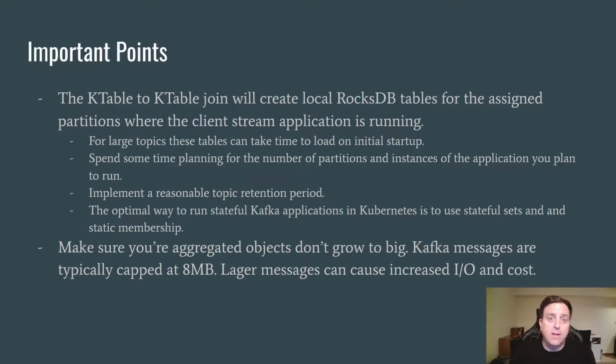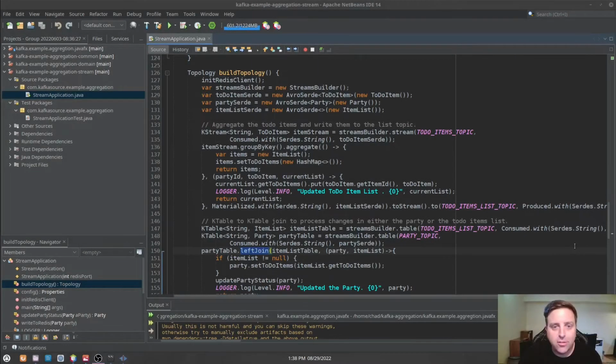So if you're going to have millions of to-do items in your aggregated view, this particular pattern probably won't work for you. You're probably going to want to find a different way to do it. Let's take a look at the stream application, specifically the build topology method.